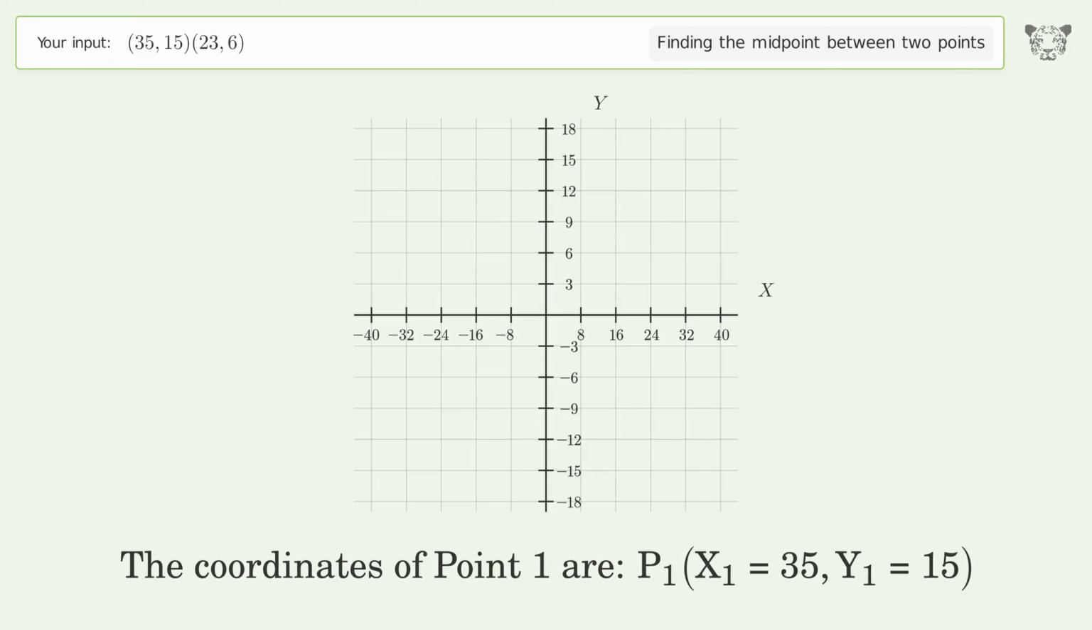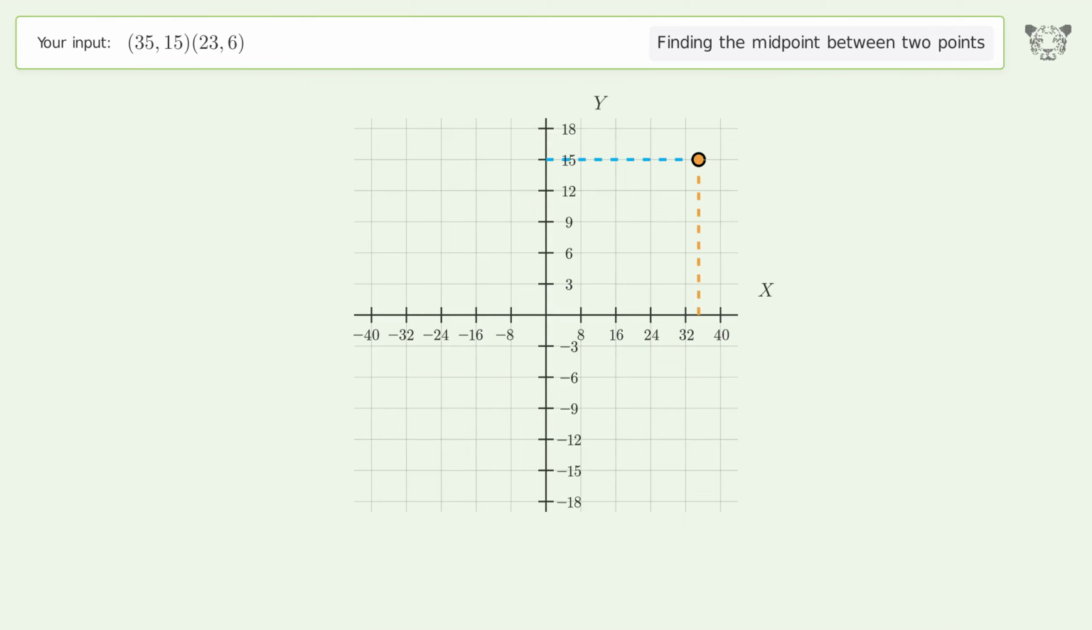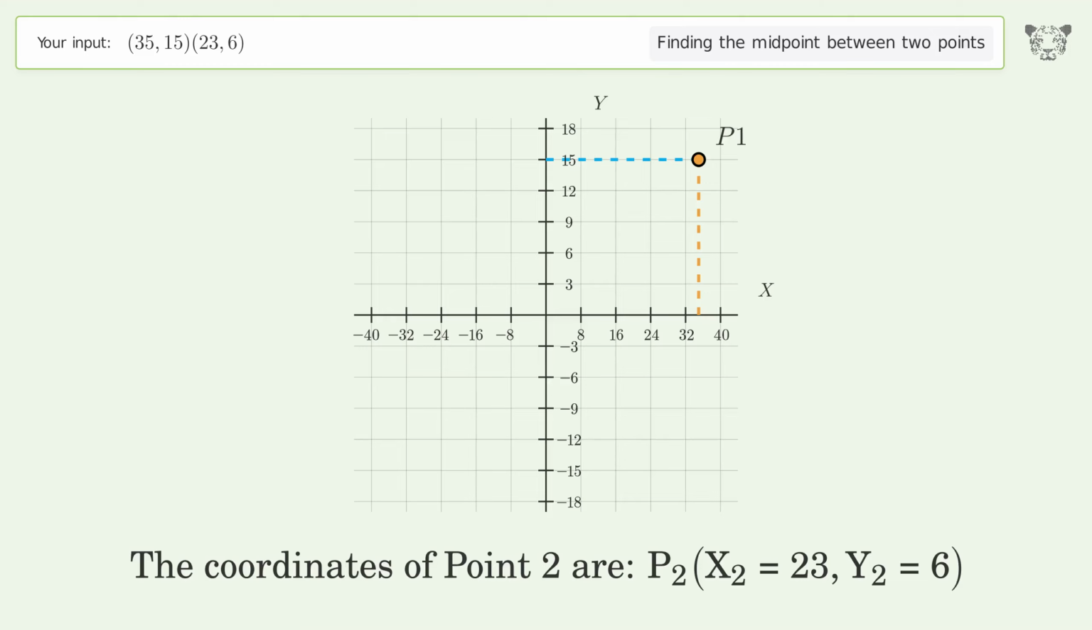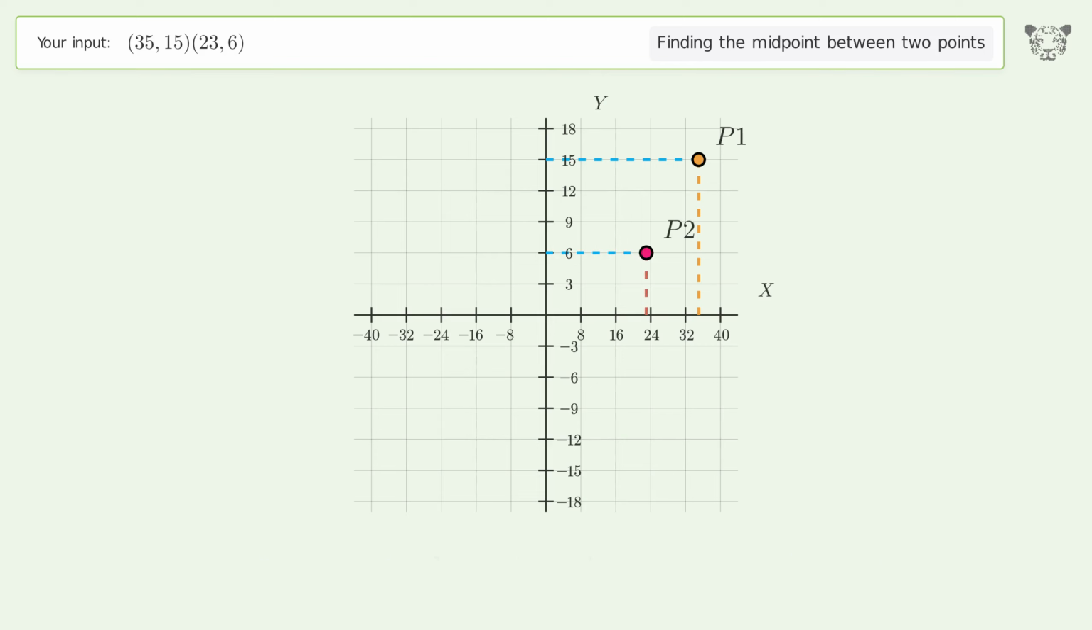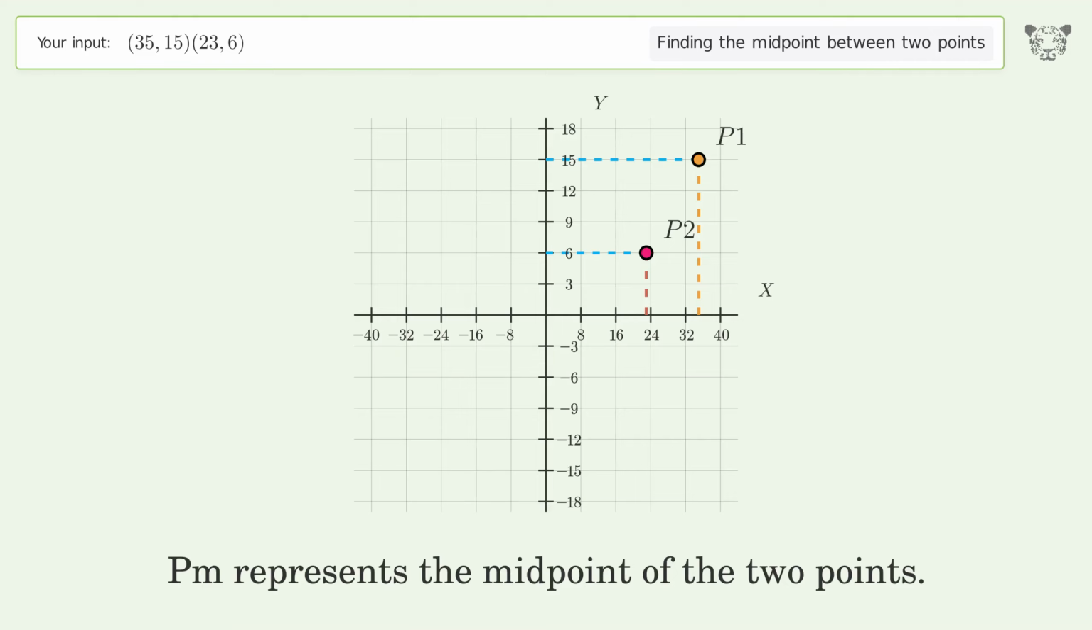The coordinates of point 1 are, x1 equals 35, y1 equals 15. The coordinates of point 2 are, x2 equals 23, y2 equals 6. PM represents the midpoint of the 2 points.